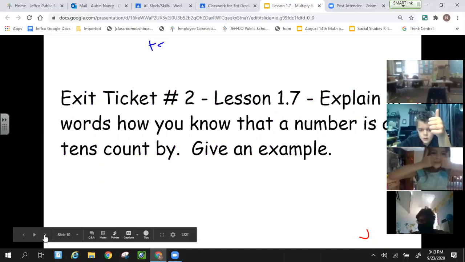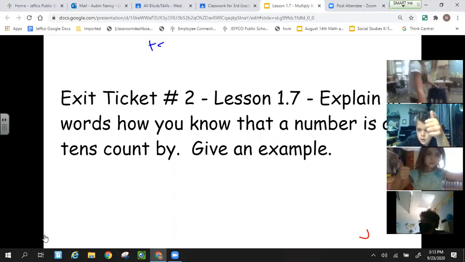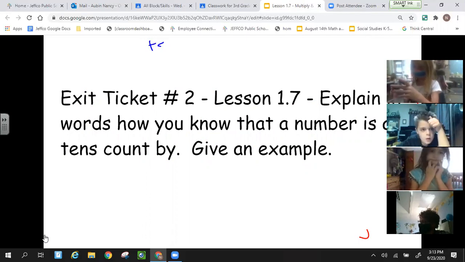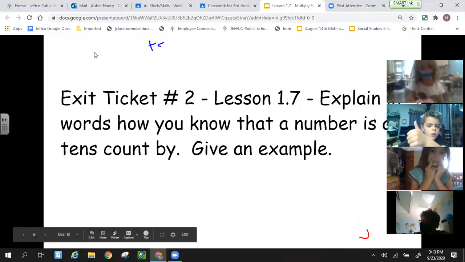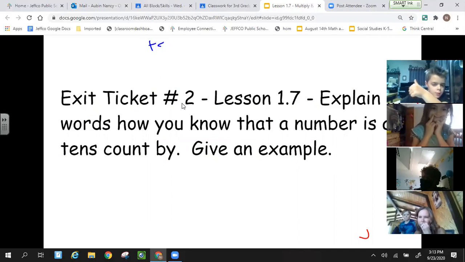Let's look at our exit ticket. So I had a lot of kiddos not do the exit ticket last time. I need everybody to do it. I will be calling parents to say, hey, so-and-so didn't do her exit ticket. Can you make sure he or she goes and does that? So let's take that work away from Mrs. Aubin and instead watch what you're gonna do. Exit ticket 2, explain in words how you know that a number is a tens count by. Like, how do you know the number 50 is a tens count by, or the number 60 is a tens count by? How do you know?